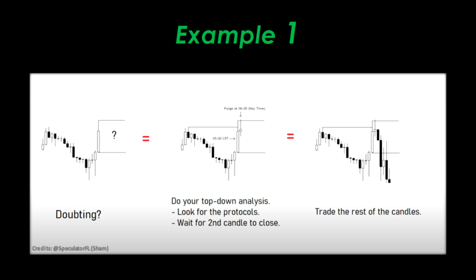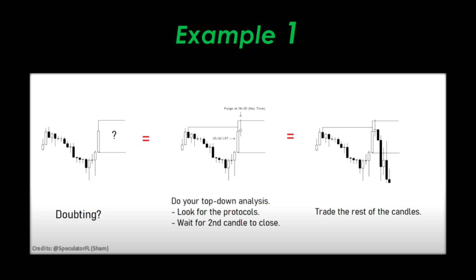To resolve this, you'll do a top-down analysis and use the protocols I've provided. Look for these protocols in the markets and check if the candle follows at least 2 or 3 of them to be considered correct. Next, wait for the second candle to close inside the CRT. If it closes outside, you can still use it, but it will be a lower probability CRT, so you'll need to decrease your risk. If it closes inside the CRT, then that would be optimal. When the second candle closes, it confirms your CRT as correct.